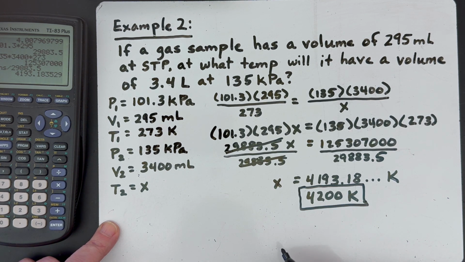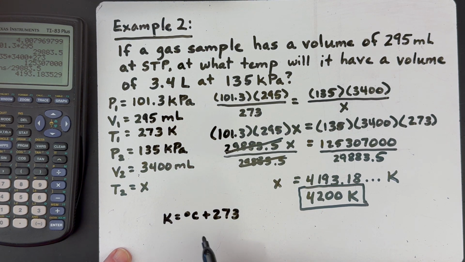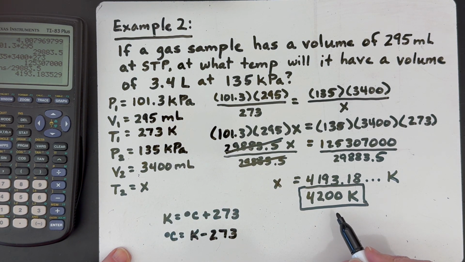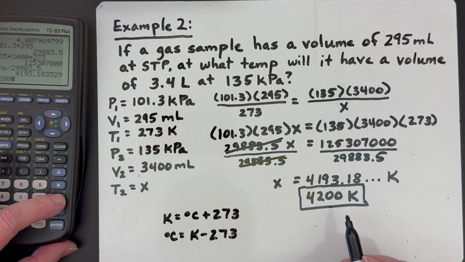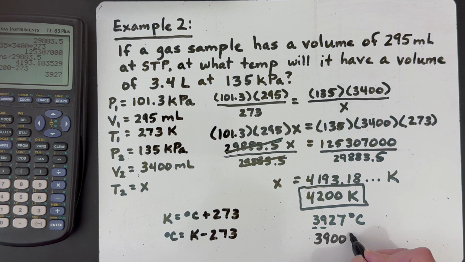If you're asked for Celsius, remember that Kelvin equals Celsius plus 273, which means Celsius is going to equal Kelvin minus 273. So if we want to change this to Celsius, we would take our 4200 and subtract 273, and that gives us 3927 degrees Celsius. Again, if we're only keeping 2 sig figs, we keep the 2 biggest, make the other 0 to keep the distance to the decimal point. So we'd have 3900 degrees C if we're asked for Celsius.